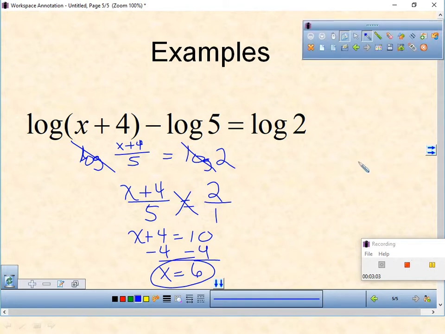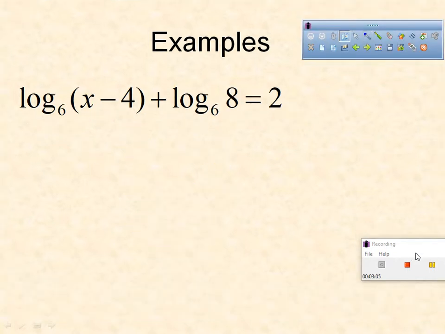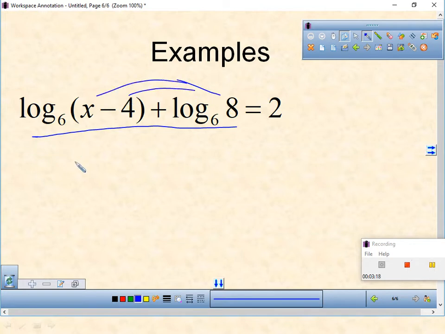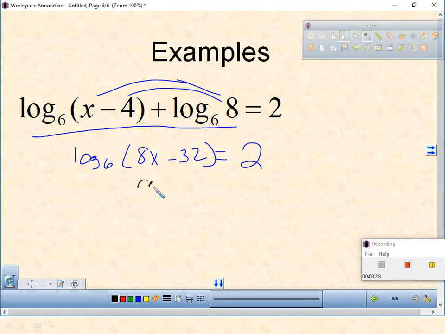All right, for your next one, go ahead and take a second and write this one down. All right, for this one, you would also have to condense. So that's exactly what we're going to do first, condense this left-hand side. So I'm going to distribute that 8, and that's going to give me log base 6 of 8x minus 32 is equal to 2. But if you notice, there's no logs to cross out. So what I'm going to have to do is rewrite this as base 6 power 2 equals 8x minus 32.